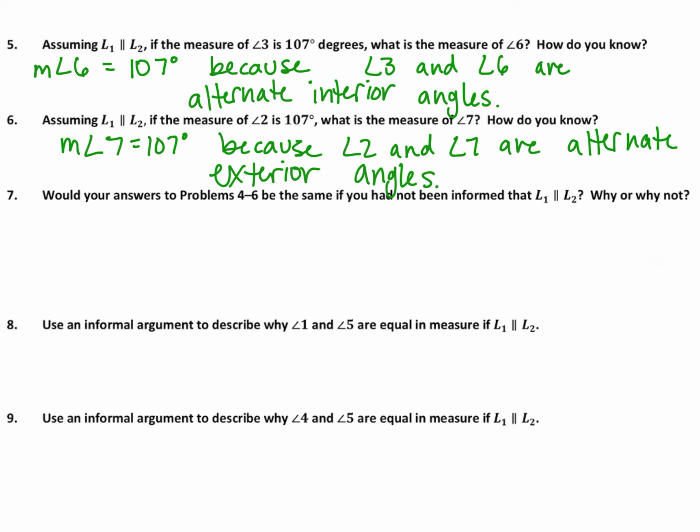Seven says, how would your answer to problems 4 through 6 be the same if you had not been informed that they were parallel? Why or why not? Our answers would be different because without knowing they're parallel, we can't say what the measure of the angle that corresponds or is an alternate interior or an alternate exterior would be without that information.